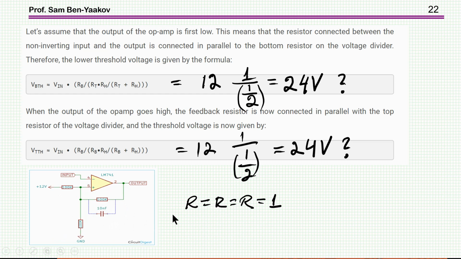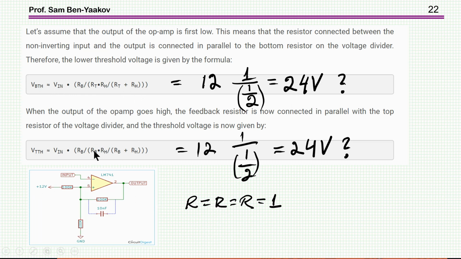to be equal. Well, I said 1, could be 1 kilo, doesn't matter. So putting all these as 1, I have here 1, and then this will be 1 divided by 2. Okay, this is 1 divided by 2, and I get the threshold of 24 volt. That just doesn't make sense because the supply is 12 volt. So this equation is certainly unacceptable and there's an error in it.